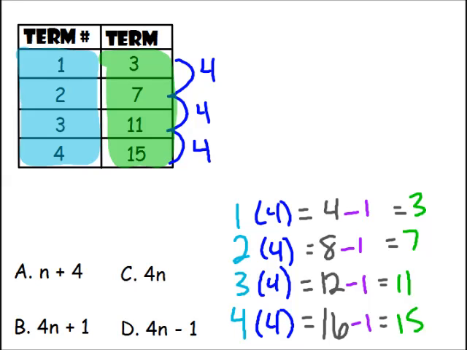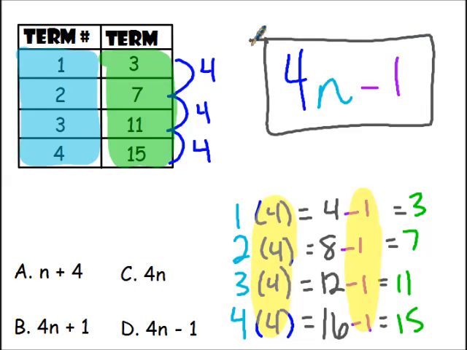So now we can create our pattern rule. First, we multiply by 4, and then we subtract 1. So our rule would be the constant difference of 4 times the term number, and then subtract 1. So we're going to match this to an answer choice. And you will see it matches answer choice D. So D would be the correct answer.